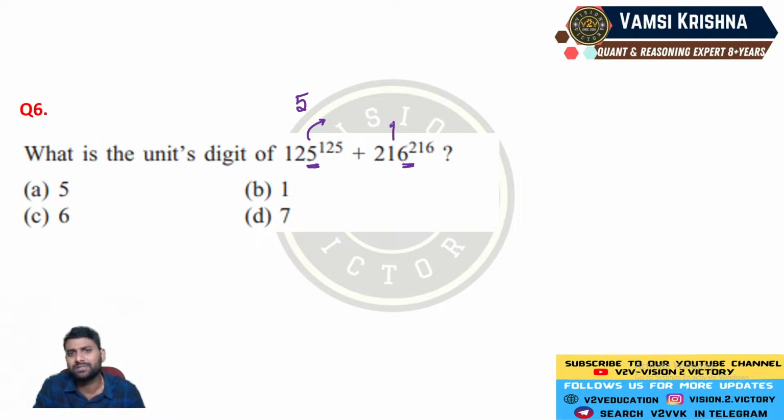Now check out the 6 power cycle. 6 power 1 is equal to 6, 6 square is equal to 36. Then 6 power anything, the result always has 6 as the units place. Now we need to identify the units place of that result. So the answer is 1 only.